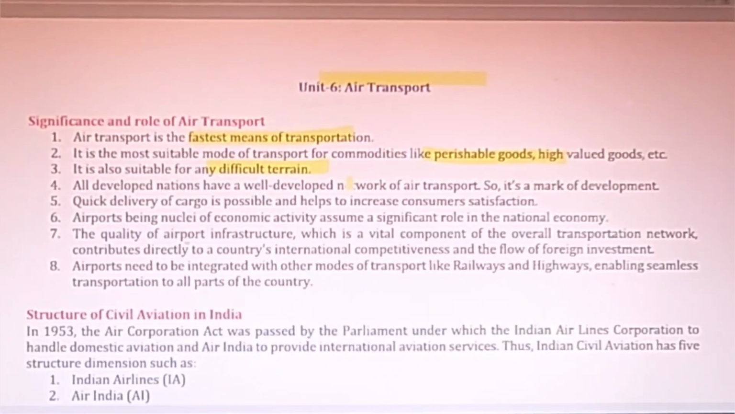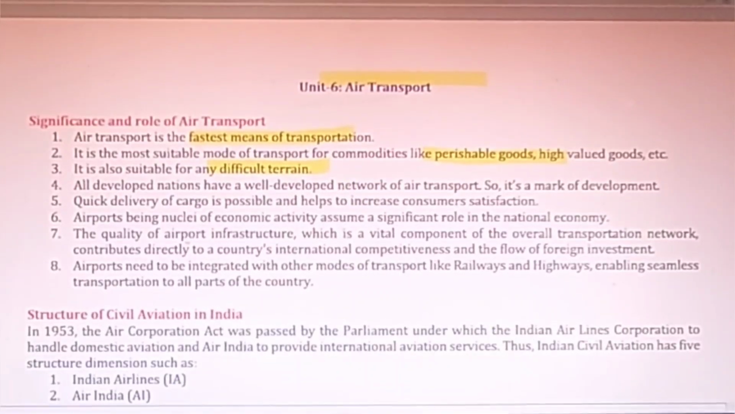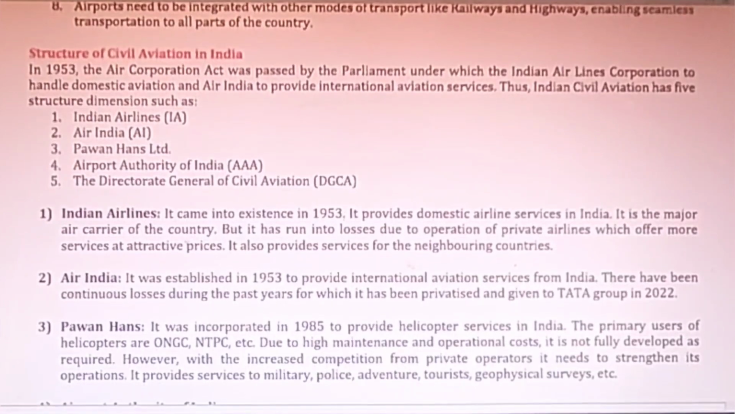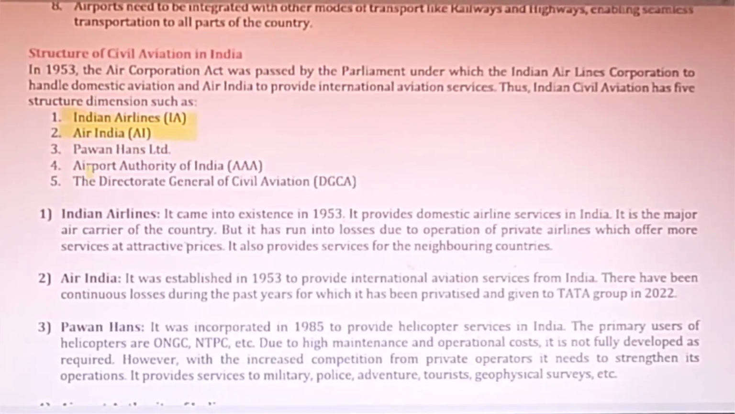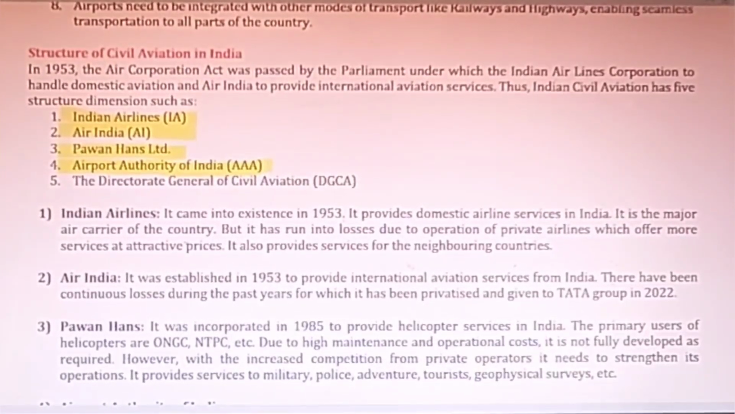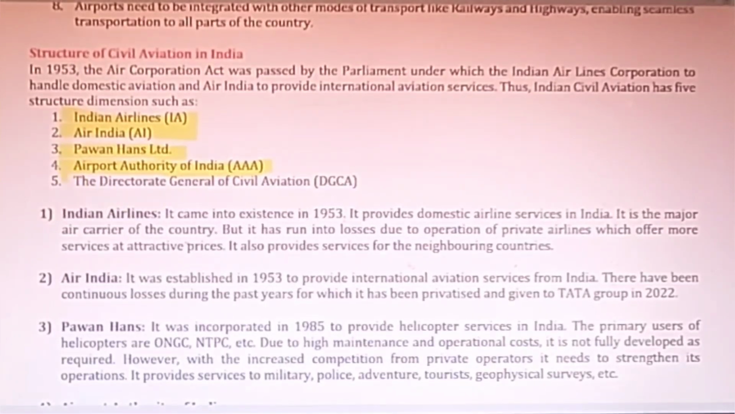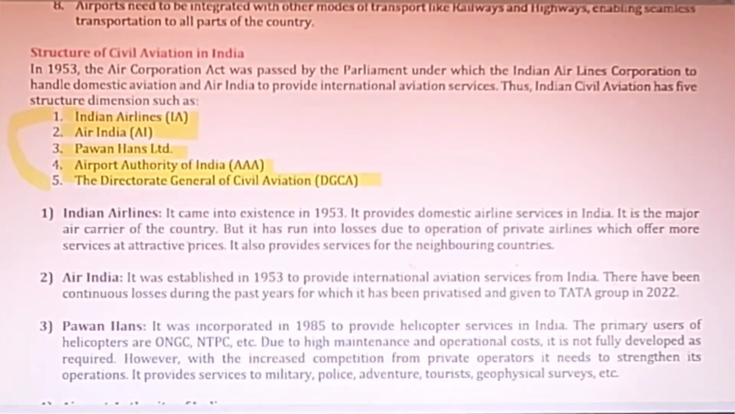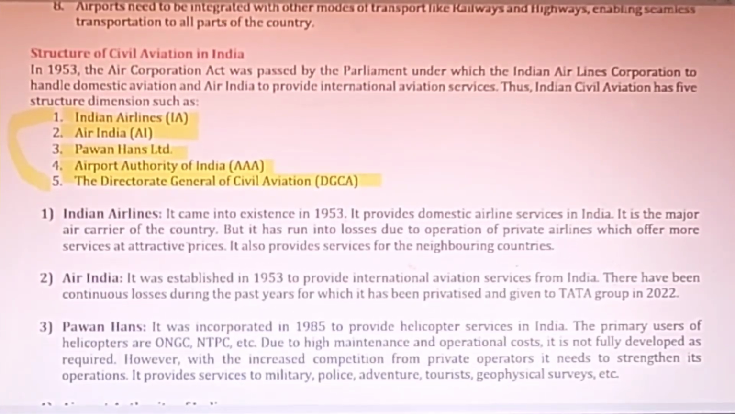And basically, this system is very much advanced in developed countries. And we have in the structure of civil aviation in India, that is Indian Airlines, Air India, Pawan Hans Limited, then AAI, that is Airport Authority of India, and the Director General of Civil Aviation. These are the five regulatory bodies which comprise the aviation system in India.